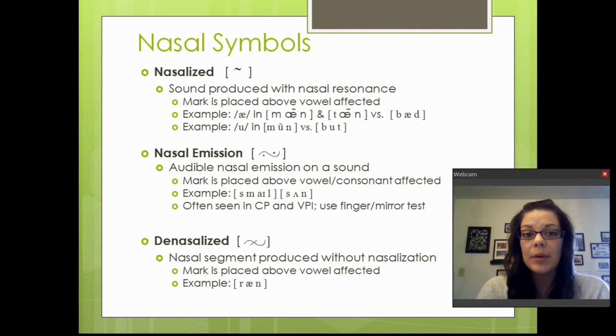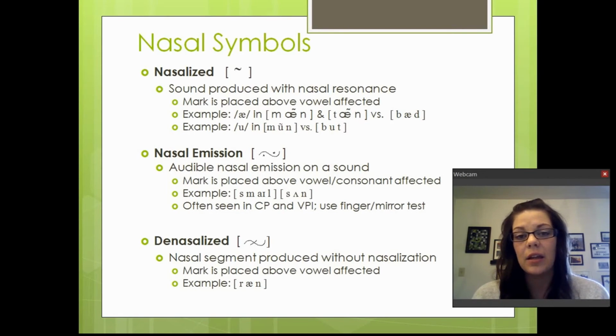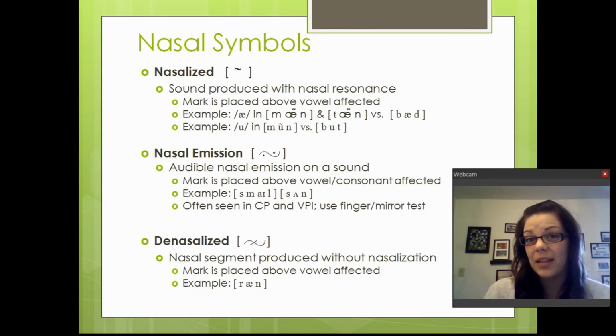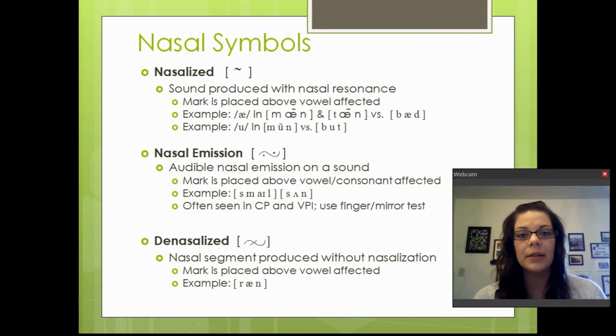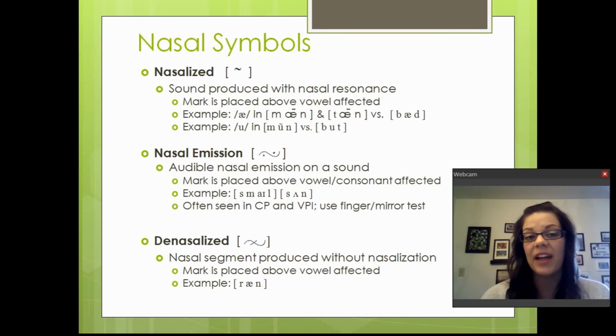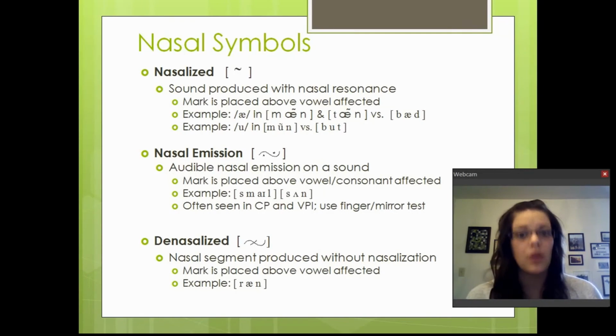We also have nasal symbols for diacritics. We have nasalized, which looks like a little tilde. It's produced when we're using nasal resonance. You'll see this in patients with unrepaired cleft palates and sometimes even repaired cleft palate. But basically, they're adding airflow through the nasal cavity when we shouldn't have it. Now, there are some times when we just do this in our typical speech, and that's because the consonants around that vowel are affecting the vowel. So, for instance, in the words man and tan, the N at the end is affecting that vowel in order to make it more nasalized when really it shouldn't be. Now, that's completely typical, but it's just showing how the sounds in a word can affect the other phonemes.